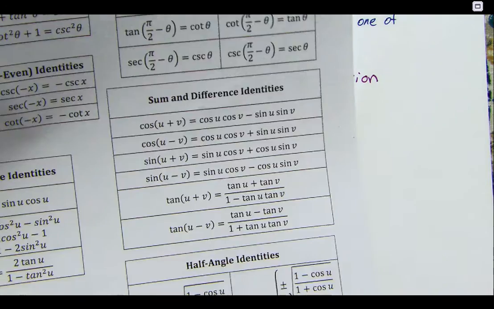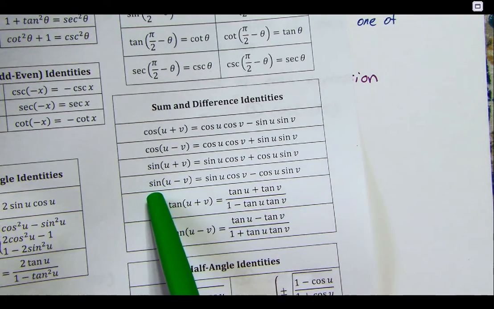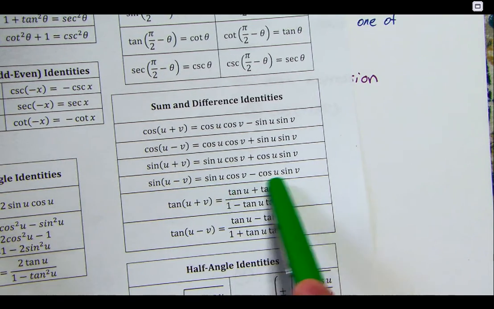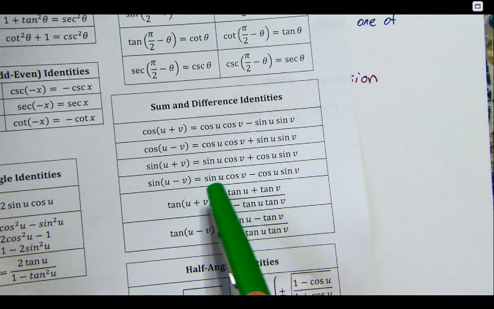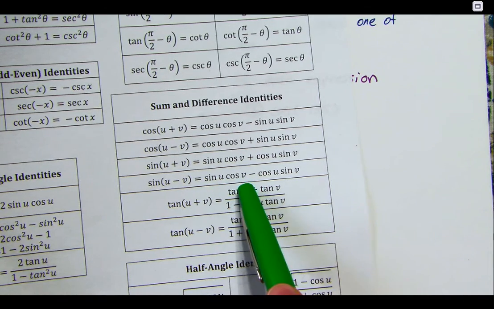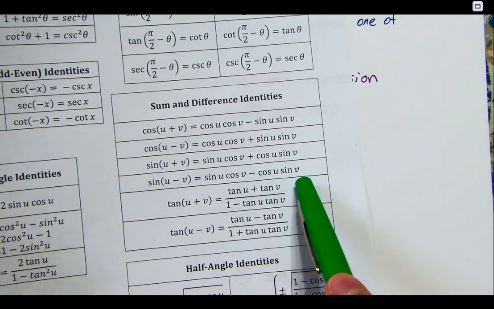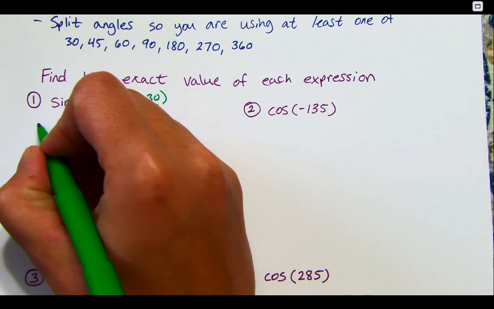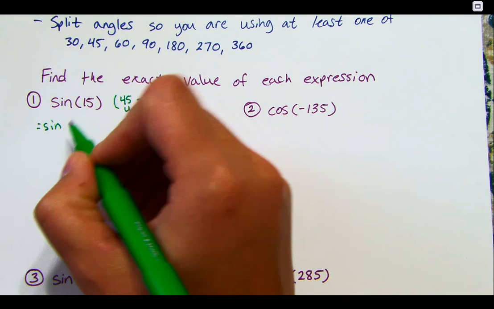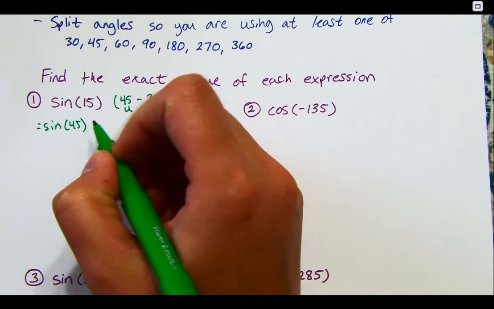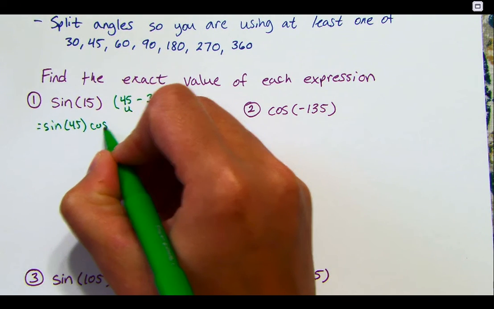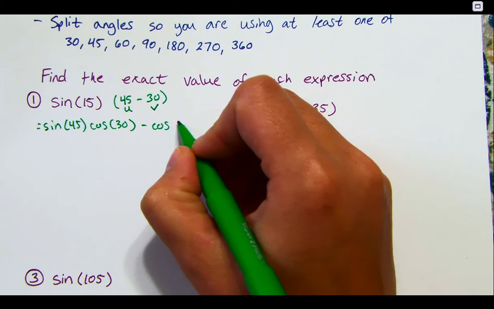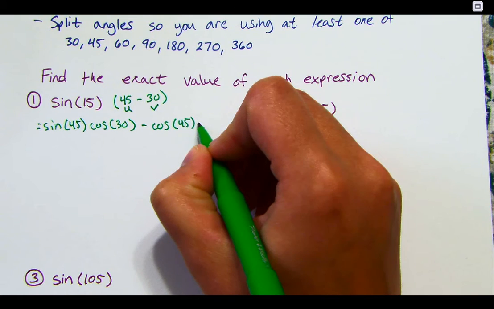So on my sum and difference formula, I'm going to find sine, and then I want to make sure I'm using the one that is subtracting. And then this is what we are plugging it into. So this is my u number, my v number, u number, and then the v number. All right, so that means I'm going to have the sine of 45 times cosine 30, and then minus cosine of 45 sine 30.